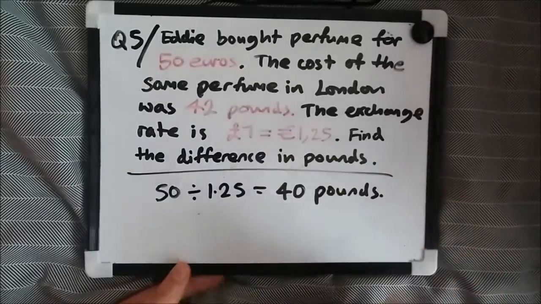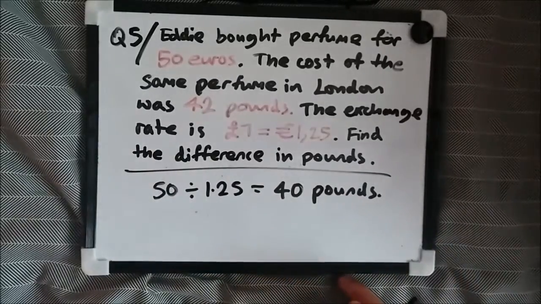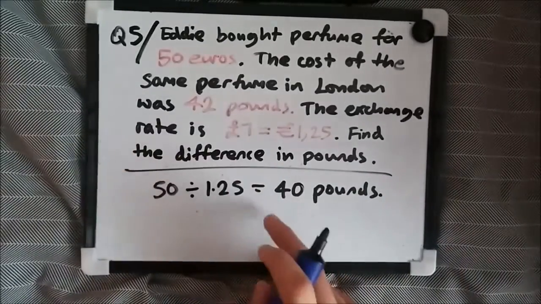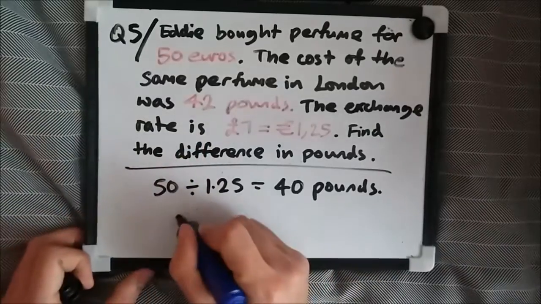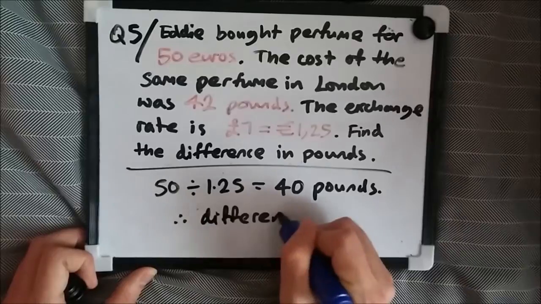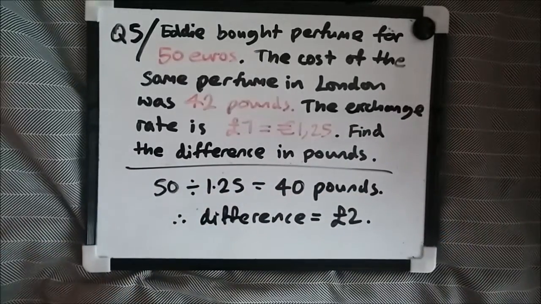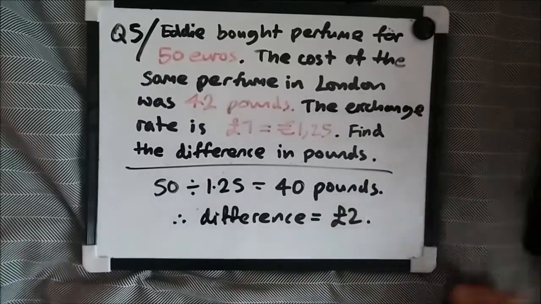So yeah, that goes to show that Italian perfume, despite people smelling nicer, is a lot cheaper than buying perfumes in London. And the difference between 42 and 40 pounds is therefore a difference of £2. So you save £2 in Italy, assuming you can deal with changing money all the time.